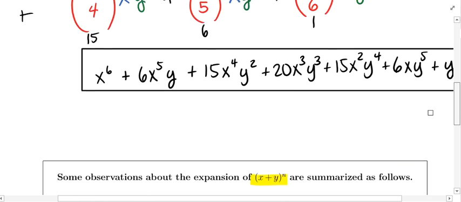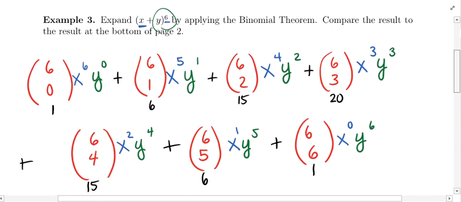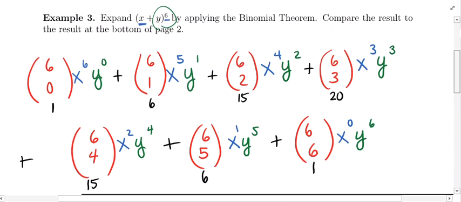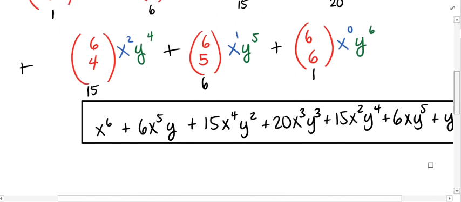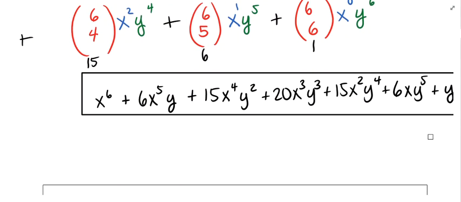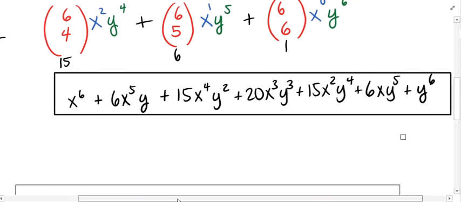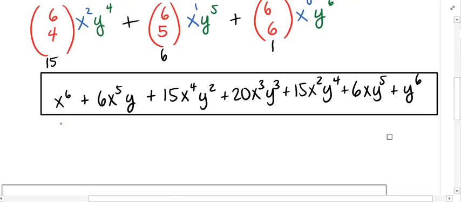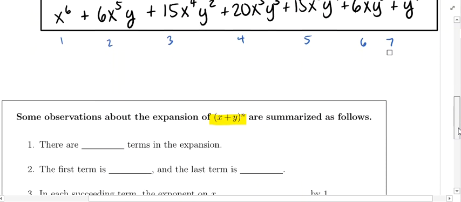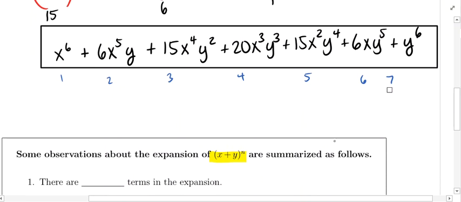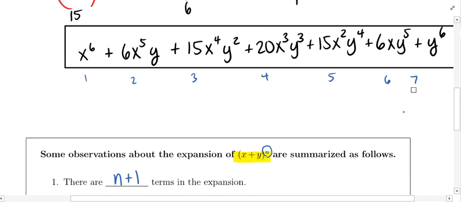Well, let's go up to the one we just did in example 3, where we were expanding x plus y raised to the 6th power. So the n value here would be 6. In our expansion, which is written here in black, let's count the number of terms. We have 1, 2, 3, 4, 5, 6, 7. So if the power on the binomial is n, once you do the expansion, there are going to be n plus 1 many terms in the expansion. So you just add 1 to the degree there.